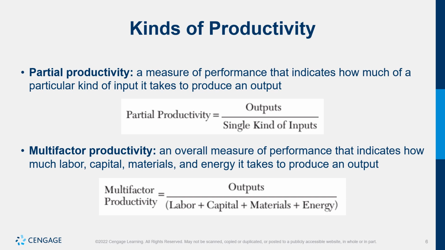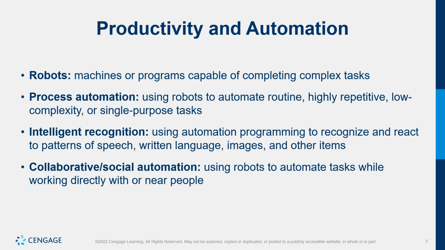Multi-factor productivity indicates how much labor, capital, materials, and energy it takes to produce an output. Multi-factor productivity equals outputs divided by labor plus capital plus materials plus energy. Multi-factor productivity is an overall measure of productivity that assesses how efficiently companies use all the inputs it takes to make outputs. Managers should use both productivity measurements.